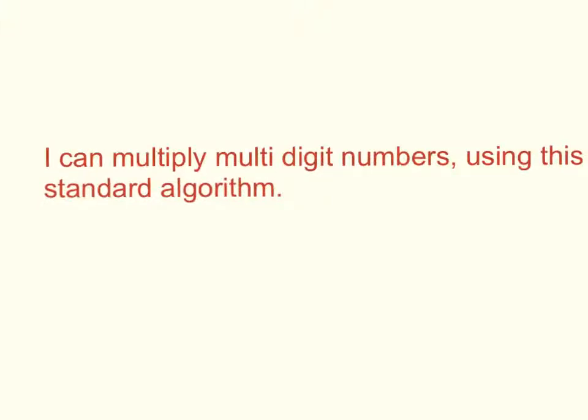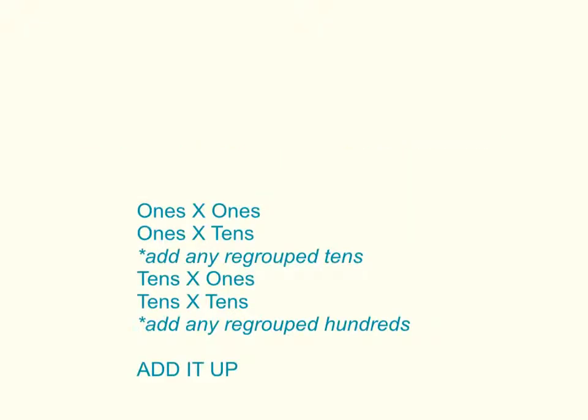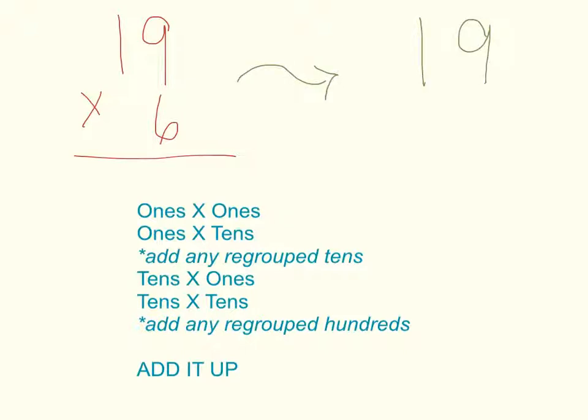Our learning goal this week is: I can multiply multi-digit numbers using the standard algorithm. Last week, your instruction was 2-digit times 1-digit. This week, we're extending that fun to be 2-digit times 2-digit. We'll be utilizing these steps.